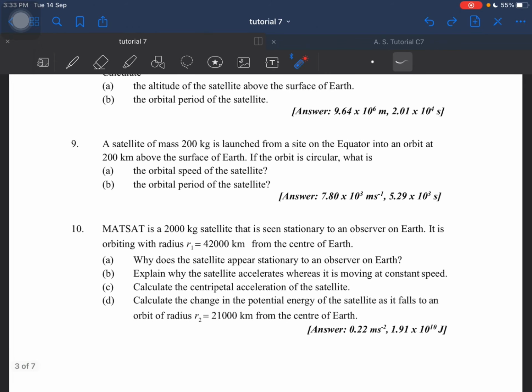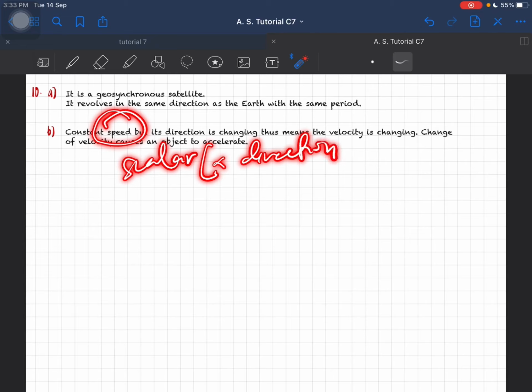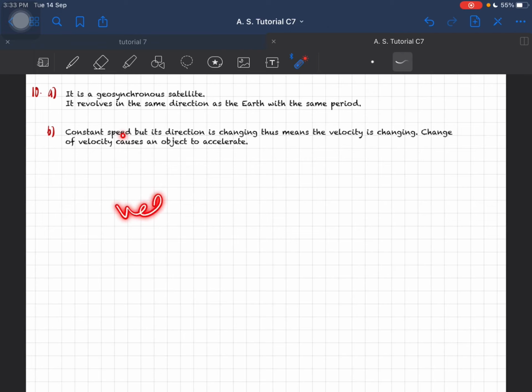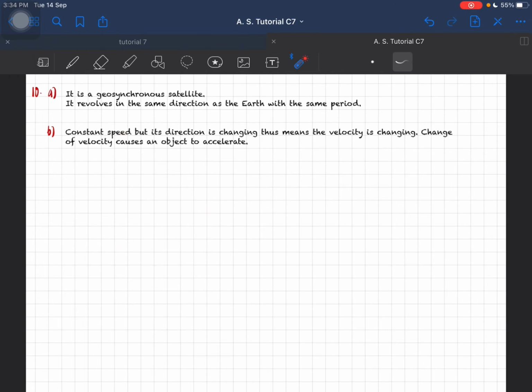Okay, then question B, explain why the satellite accelerates whereas it's moving at constant speed. Okay, so constant speed does not mean that the direction is not changing. Speed here is a scalar, so it does not have any direction. So even though it says constant speed, it does not mean that the velocity is constant. Although the velocity has a constant magnitude, the direction is not confirmed to be constant. In this case the velocity is not constant because the direction is changing.